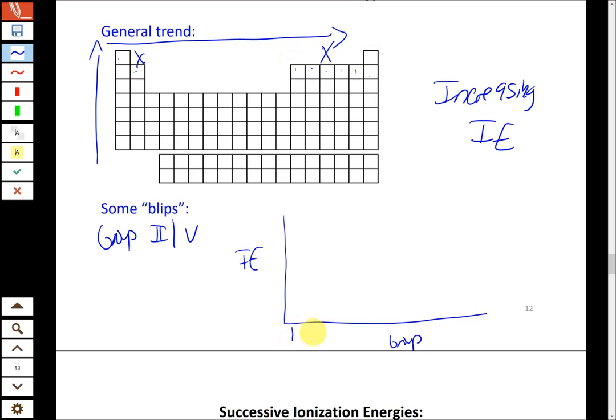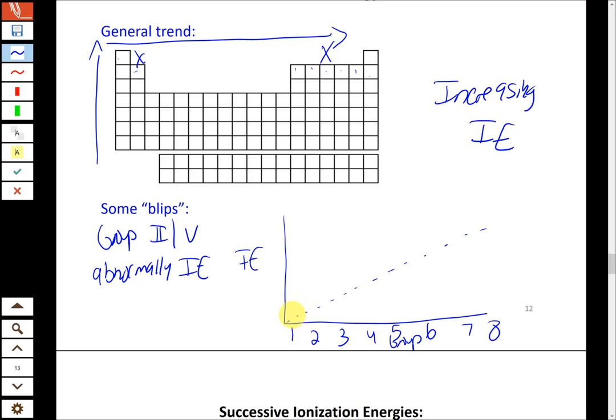So as we go across left to right, again, the general trend is that it increases. So you'll see sort of a general increasing trend left to right. But if we look at the specific values in each of those columns, what you'll find is that group 2 and group 5 have abnormally high ionization energies. Because the filled S subshell that you have in group 2, S2, and the half-filled P subshell that you have in group 5, which is P3, those are particularly stable and they don't want to lose an electron. They want to hold on to that electron more tightly.